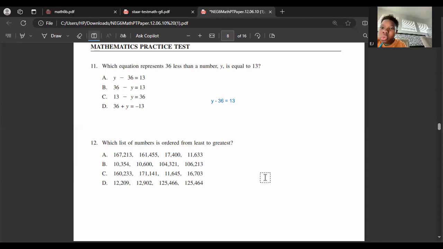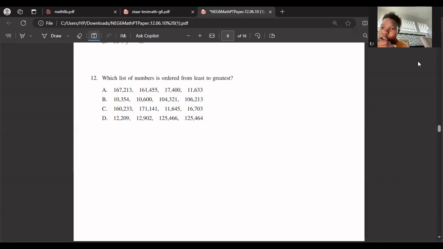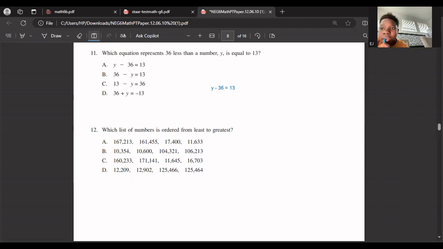Over to number 12. Which list of numbers is ordered from least to greatest? Look at the other digits to see, from the least to the greatest. B. B, correct.